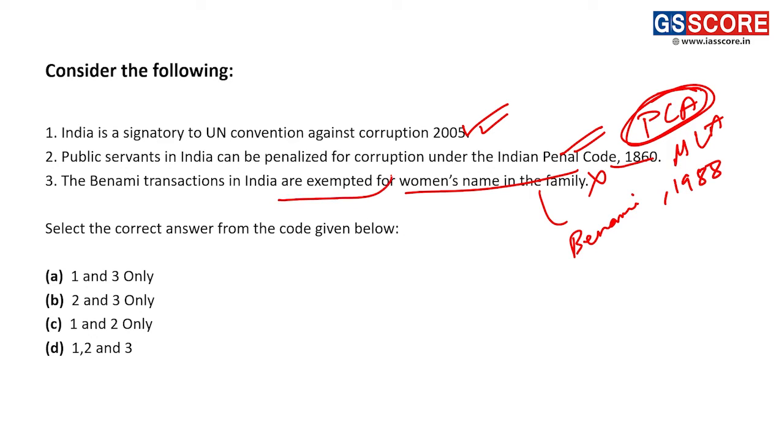And it is not exempted per se. False impersonation, etc. is again a crime. So this statement is incorrect. We need to find the correct answer. So 1 and 2 are correct and hence the correct option would be option C. Moving on.